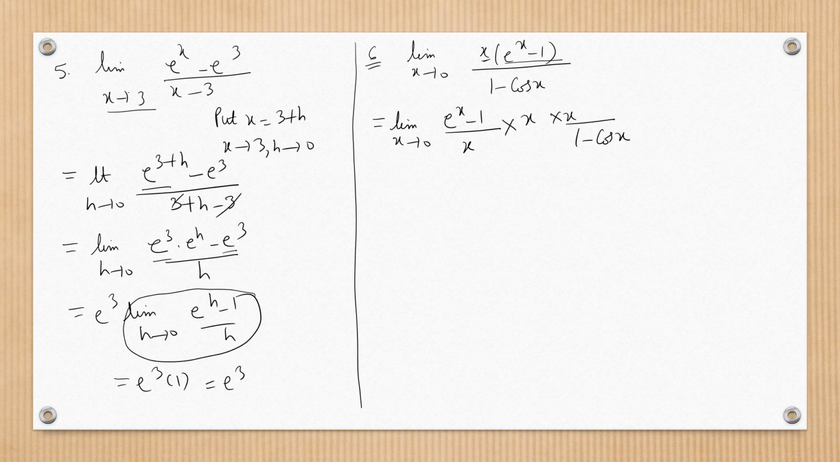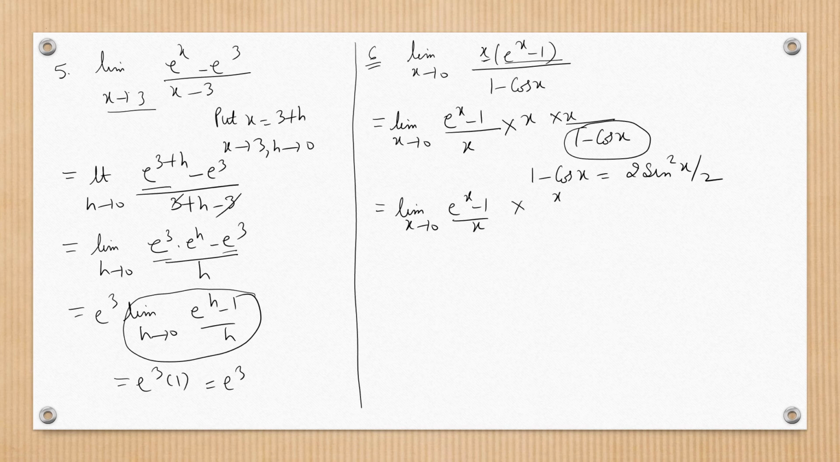So I need to search out for something that I can change to. 1 minus cos x, you very well know, is 2 sine square x by 2. So I'll change it like this. Limit x approaches 0, e raised to power x minus 1 upon x into x square, and it is 2 sine square x by 2.